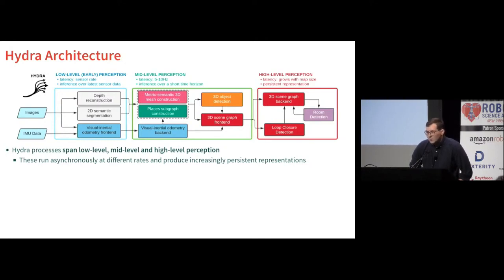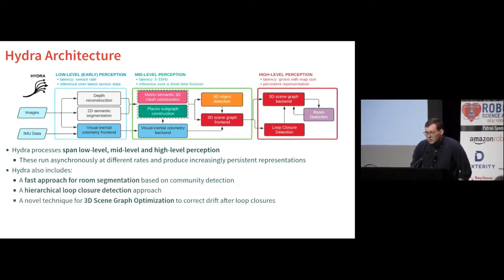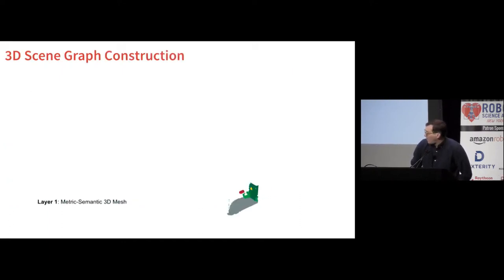Hydra also includes as contributions a novel room segmentation method that operates directly on the places layer, a novel loop closure detection method that exploits the hierarchy of the scene graph, as well as a method for optimizing the scene graph to actually correct for drift. Next, we show a video of Hydra actually operating in an example scene.